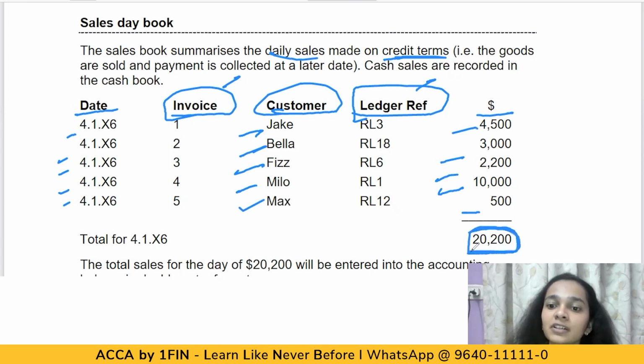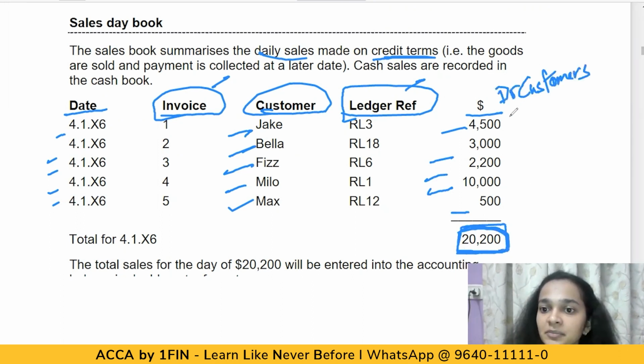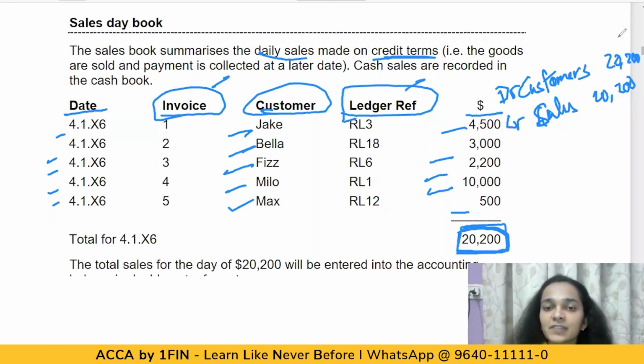For this total figure, we'll have to pass a journal entry. What would that be? Customers debit, credit sales, to the tune of 20,200. This would be the collective journal entry which we would pass on the basis of the amount which we arrived at from the sales table. So the format is date, customer, amount.